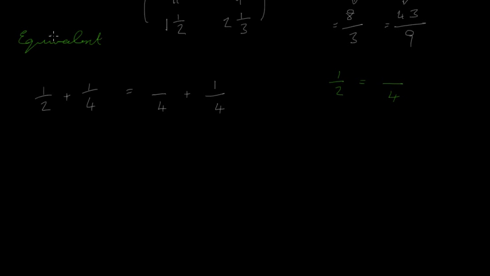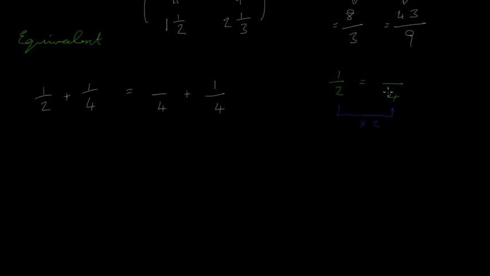Equivalent fraction. So what do we do? Well, we look at this 2 here, and you look at what you had to do to turn it into that 4. You had to multiply it by 2. 2 times 2 will give me this 4.